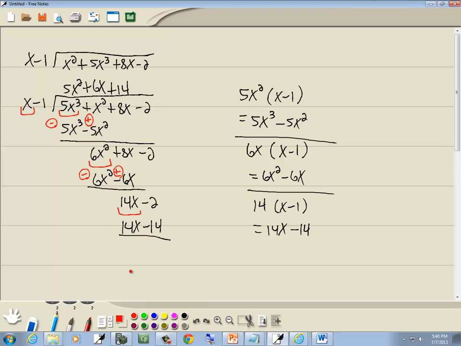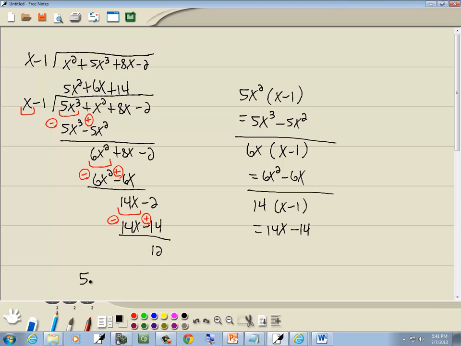We're going to subtract that line, which means flip signs. So this becomes negative, and this becomes positive. 14x minus 14x drops away. Negative 2 plus 14 gives us 12. Now the degree of this is 0, and the degree of what we're dividing by, the x minus 1, is 1. When the degree of this is less than what we're dividing by, this is our remainder.